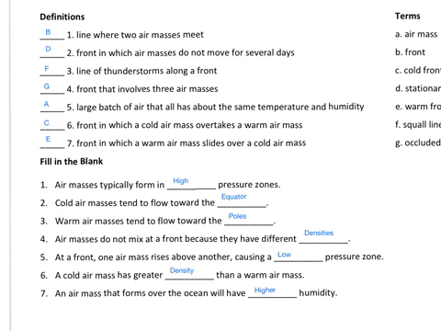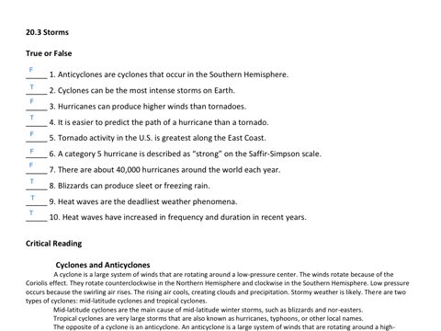A cold air mass has greater density than a warm air mass. Too easy, straightforward. An air mass that forms over the ocean will have higher humidity. I think, again, that's straightforward. And more true-false. All right. False, true, false, true, false, false, false, true, true, true.